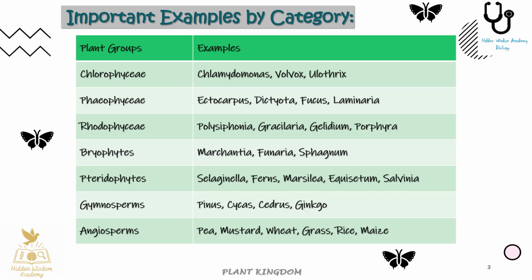2. Bryophytes. These are amphibians of the plant kingdom. They need water to reproduce. Examples: Marchantia, a liverwort, and Funaria and Sphagnum, a moss. 3. Pteridophytes. These are the first land plants with true roots, stems, and leaves. They reproduce by spores. Examples: Selaginella, ferns, Marsilea, Equisetum and Salvinia.